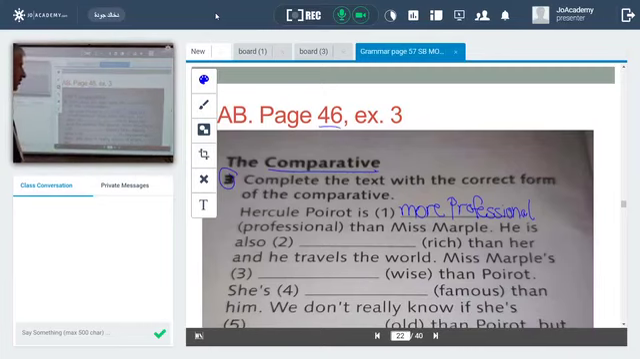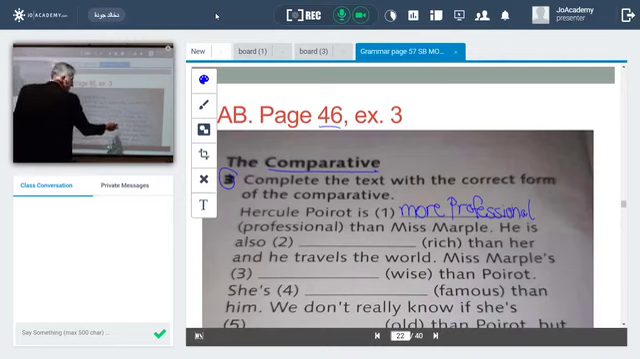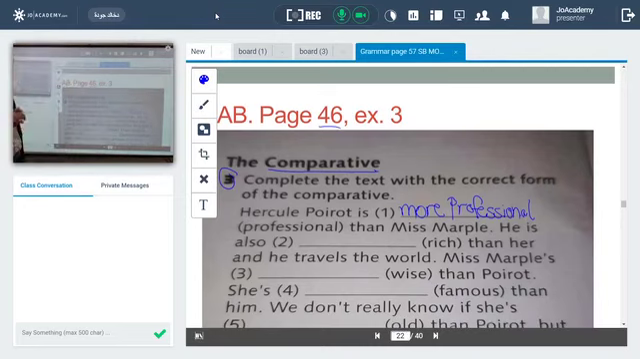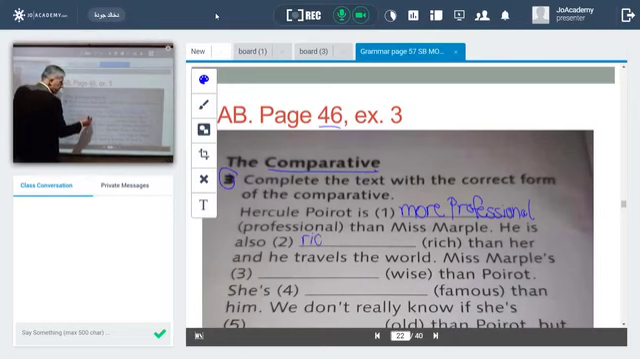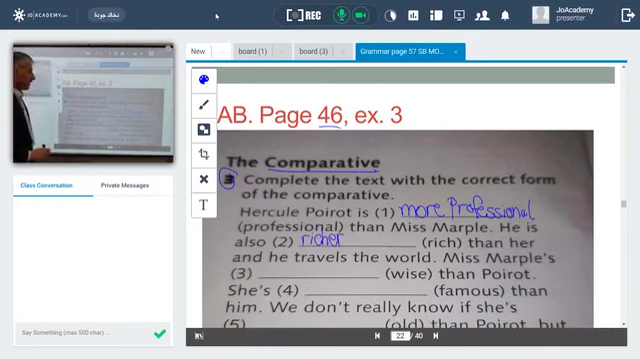He is also what than her? We have the adjective rich. Rich means he got a lot of money. So he is also rich or what? Richer. Okay, richer than her. He got more money than her. He is richer than her, and he travels the world. He travels because he's very rich. He travels around the world.